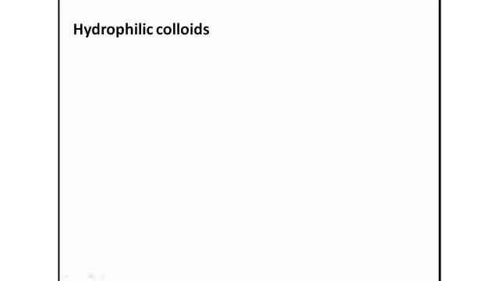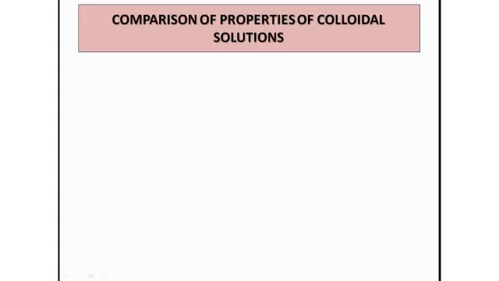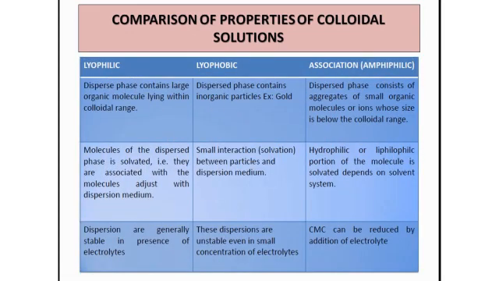Then the next part is the hydrophilic colloids. What are the hydrophilic colloids? We all know that hydrophilic colloids generally have a strong tendency towards water. They are water loving. For example, starch, protein and milk, which we encounter in our day-to-day life. Now, comparison of the properties of the colloidal solution. Let's compare. So this is the chart.